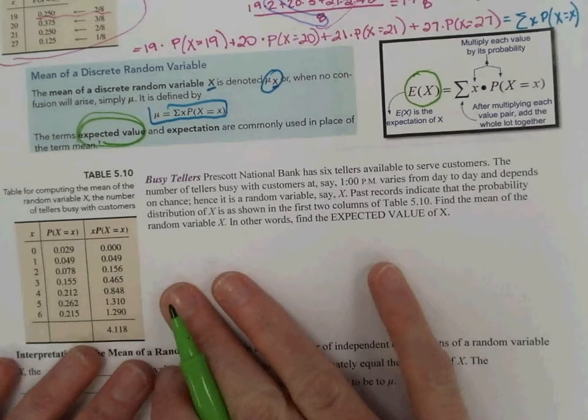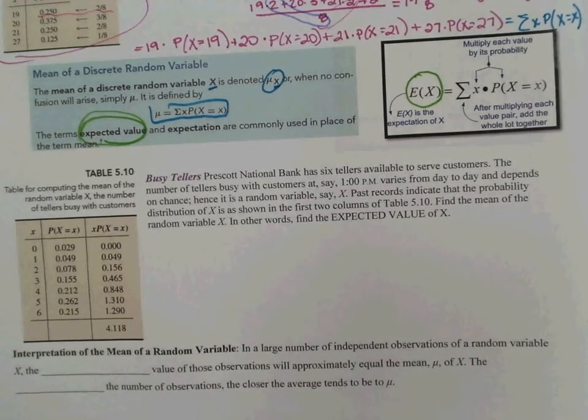So here's another example, busy tellers. We have this Prescott National Bank with 6 tellers available to serve customers. The number of tellers busy with customers at, say, 1 p.m.